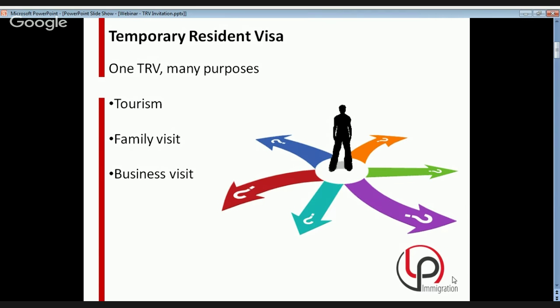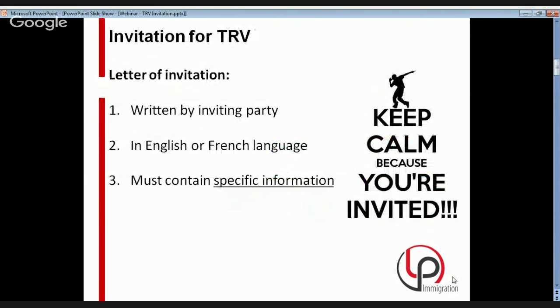So let's see what it is. A letter of invitation is a document prepared by the inviting party, not by you, but by somebody who lives in Canada and who invites you to come to Canada for some time. There are certain requirements to be taken into consideration when drafting an invitation letter, and we'll touch upon them in a few minutes. Obviously, the invitation must be written in English or French, not any other language.